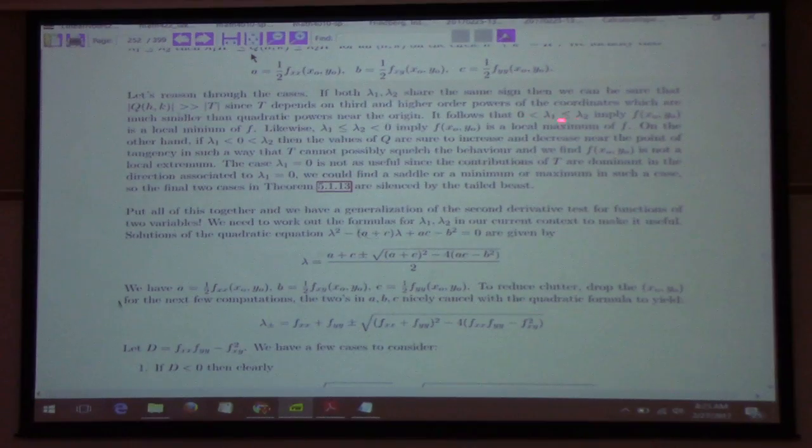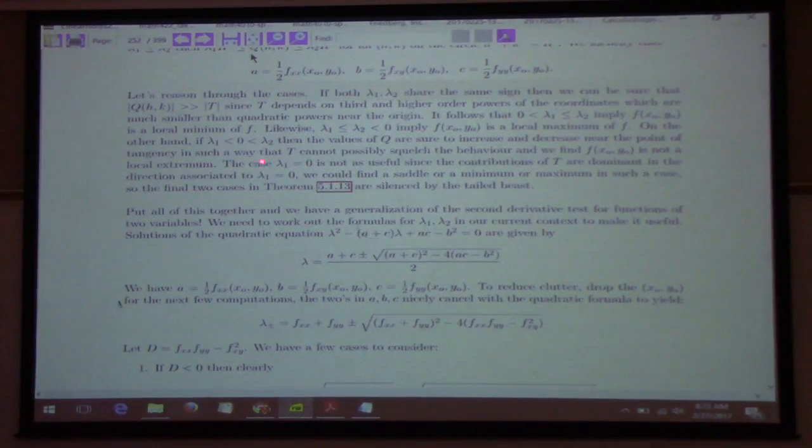If I have both of them positive, that implies a local minimum. If both the eigenvalues, these lambda solutions to the characteristic equation, are negative, it implies a local maximum. On the other hand, if you've got one positive and one negative, right? I'm just assuming that lambda 1 is the smaller one, then that means that the function's decreasing off the critical point. And it's also increasing in the other direction off the critical point. So that's a saddle. All right.